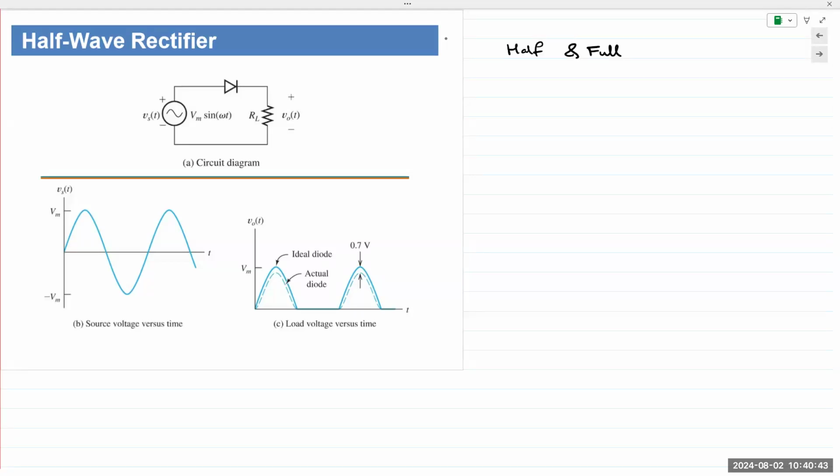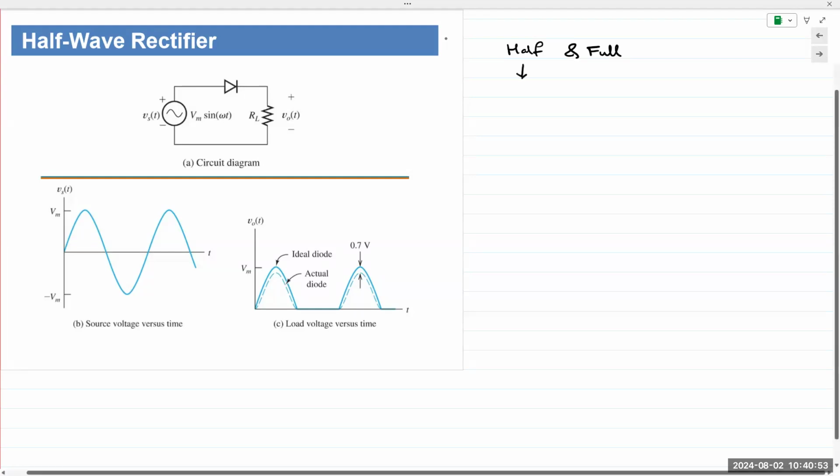AC voltage has multiple cycles in one second. Each cycle has two halves, one positive and one negative. So a half wave rectifier would convert only half of the AC cycle. A full wave rectifier would convert both halves, positive and negative. A half wave rectifier would be either positive or negative, depending on which way you connect the diode.